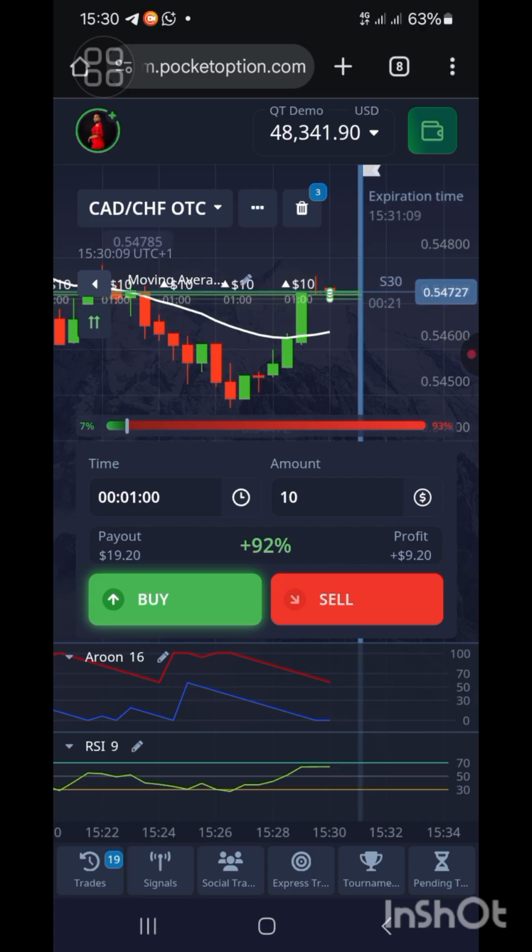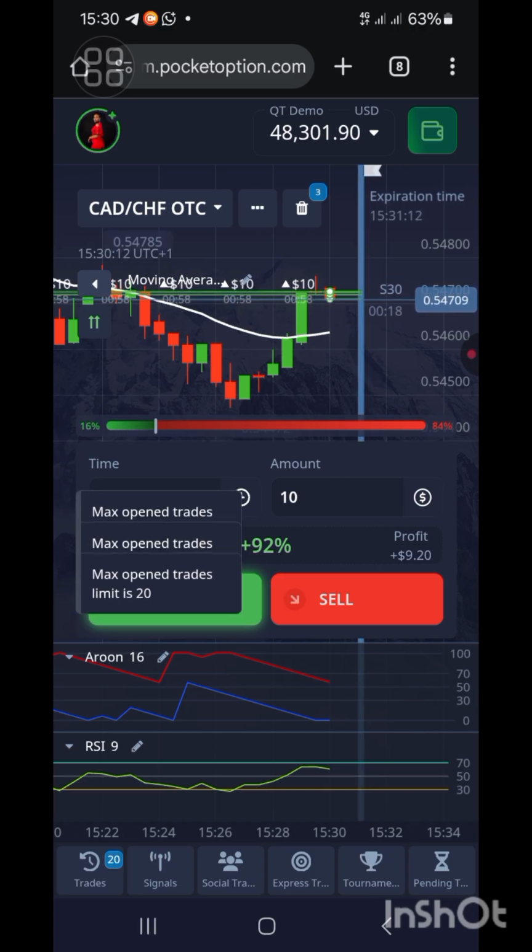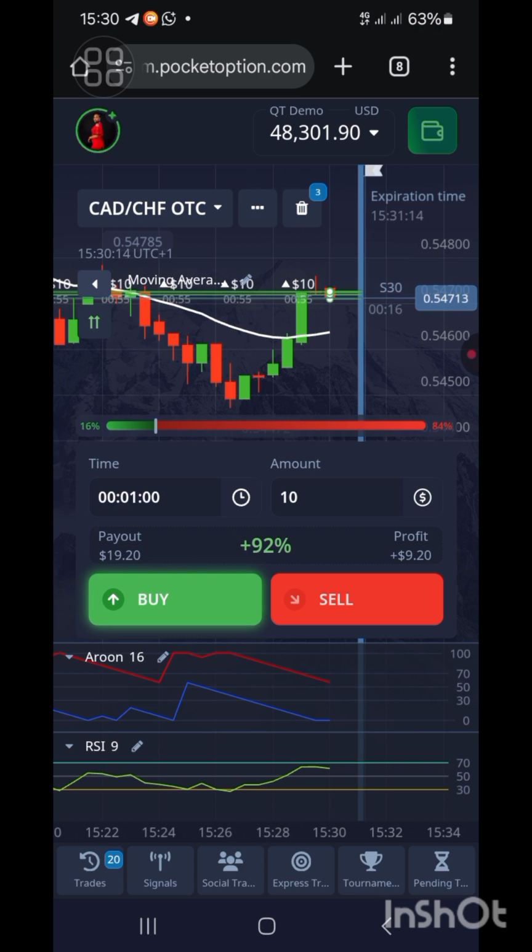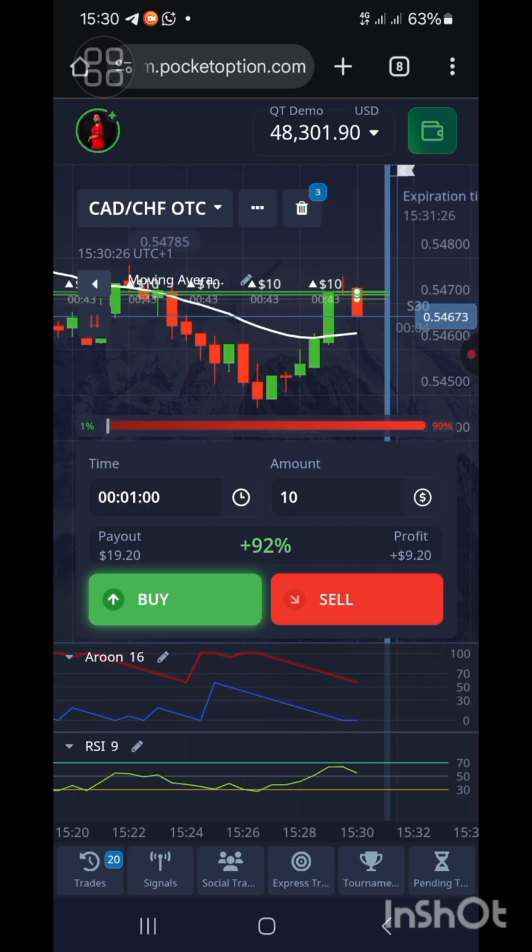Make sure RSI is above 50. The blue Aroon is supposed to cross the red one. But I went ahead to take the trade. Let's see.